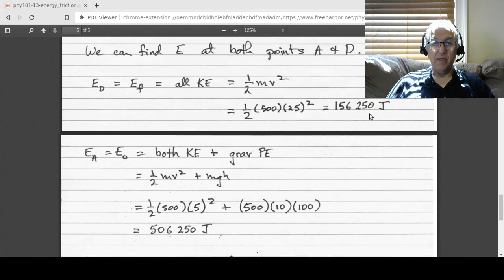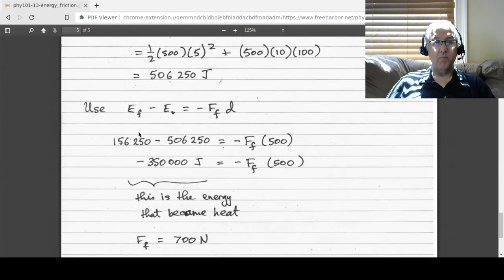Okay, take a look at these two numbers. Energy is definitely not being conserved, right? Because the energy after is 156 kilojoules, and here it's 506 kilojoules, so that's quite a difference, right? That's like a 450 kilojoule difference there, all right? So where did that energy go? Well, the friction converted it into heat.